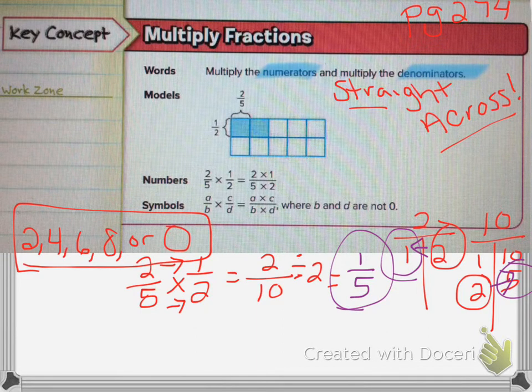So I told you that it was important to do your factor T's. Okay, so our answer would be 1/5, because 2 divided by 2 is 1. 2 goes into 2 one time. 10 divided by 2 is 5. 2 goes into 10 5 times. 2, 4, 6, 8, 10. Okay?